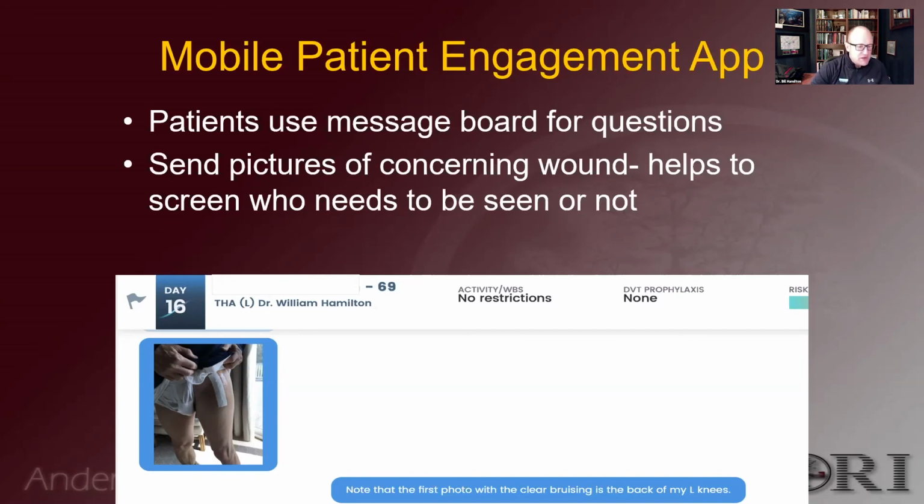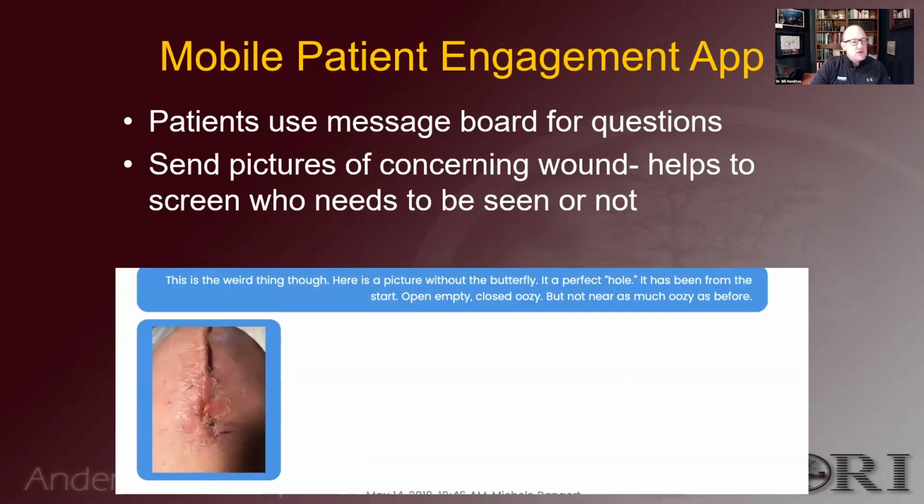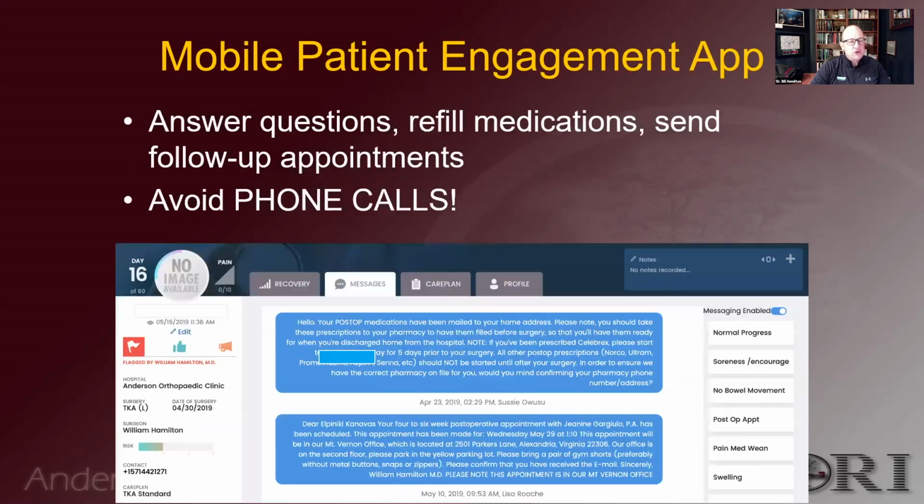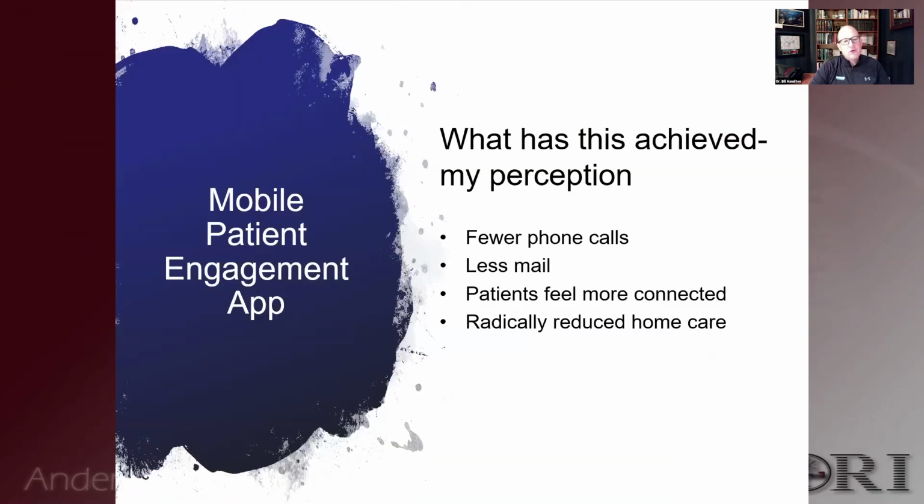And you can see in this patient has a perfectly good looking leg with a dry dressing that looks pristine. And then you have somebody that has sent something in that's a little more concerning. So you're able to distinguish the concerning wound from the one that's completely normal for that time frame. And it helps to avoid some of those acute visits. This allows us to answer questions, refill medicines, and maybe most importantly, avoid phone calls.